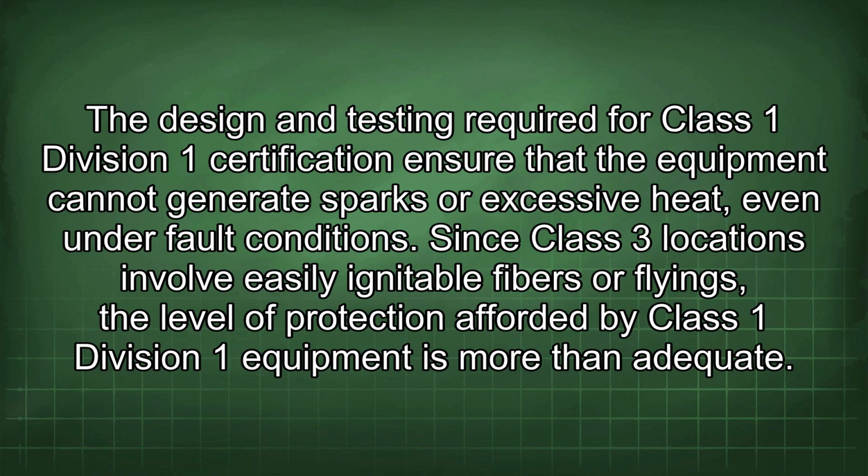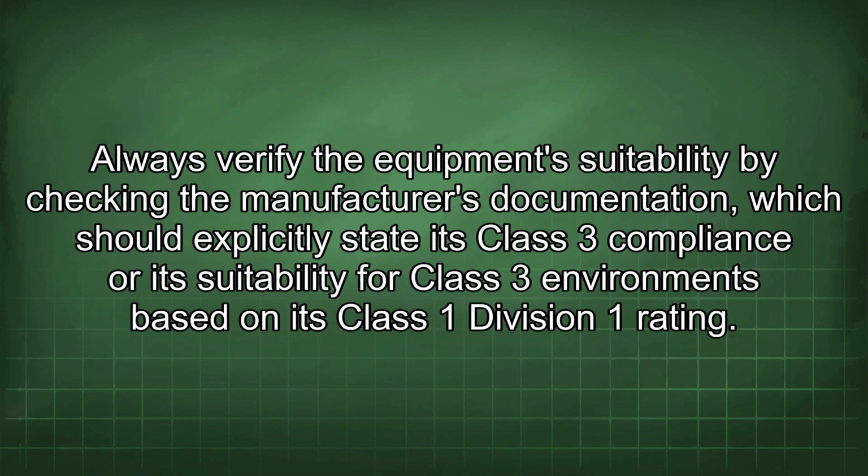Since Class 3 locations involve easily ignitable fibers or flyings, the level of protection afforded by Class 1 Division 1 equipment is more than adequate. Always verify the equipment's suitability by checking the manufacturer's documentation, which should explicitly state its Class 3 compliance or its suitability for Class 3 environments based on its Class 1 Division 1 rating.